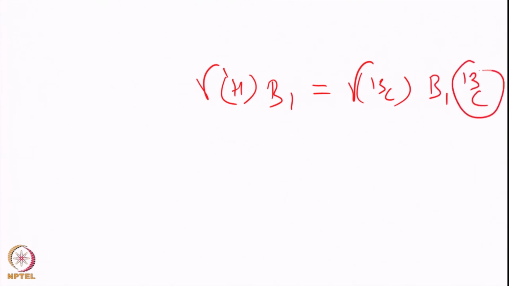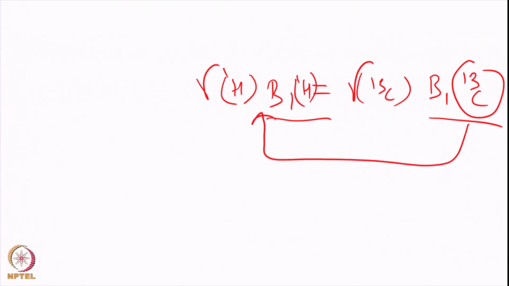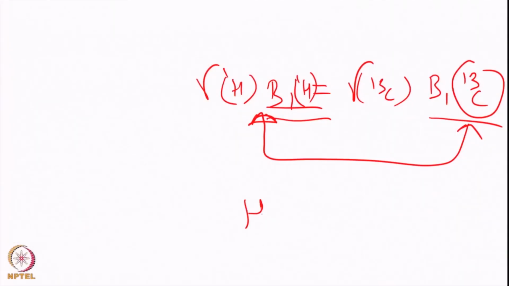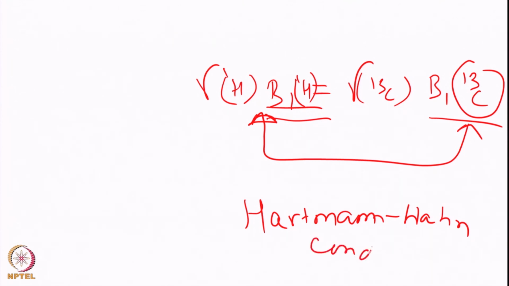Gamma of 1H times B1 on proton equals gamma of 13C times B1 on 13C. That means we are applying two B1 fields, one on proton and one on carbon, and by matching this condition we can transfer the polarization from proton to carbon. So, we have to apply an RF pulse on proton and an RF pulse on carbon, which equalizes this, or matches this condition. Then polarization from H spin will transfer to X spin, and this matching condition is called the Hartmann-Hahn condition.